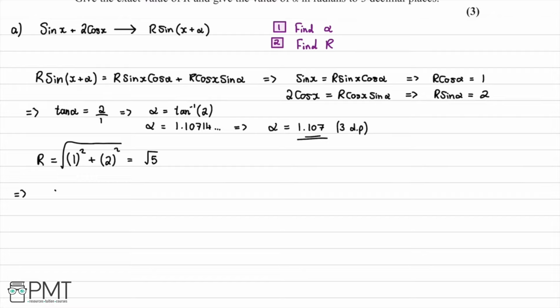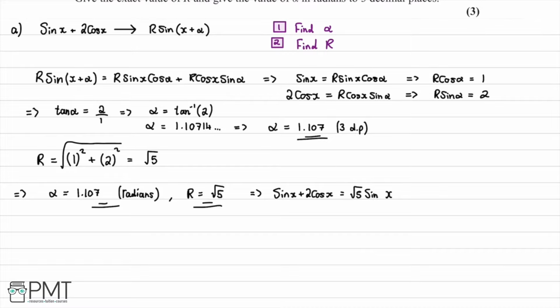So therefore, to conclude, we have that alpha is equal to 1.107, and that's in radians. And then we have that r is going to be equal to the square root of 5, which is the exact value of r, which we were asked for. Just to complete this question fully, we don't have to do this, but we're going to write out a further conclusion that sine x plus 2 cos x is going to be equal to root 5 multiplied by sine of x plus alpha, where alpha is 1.107. And there we have completed the question.